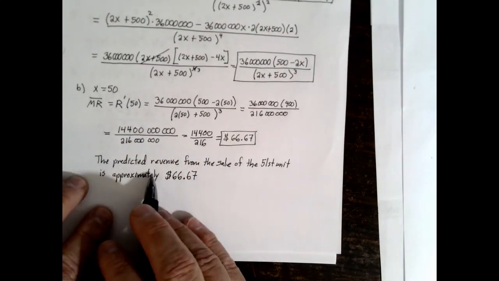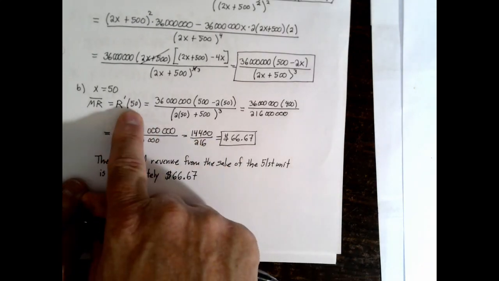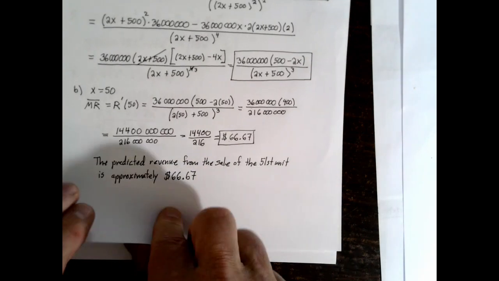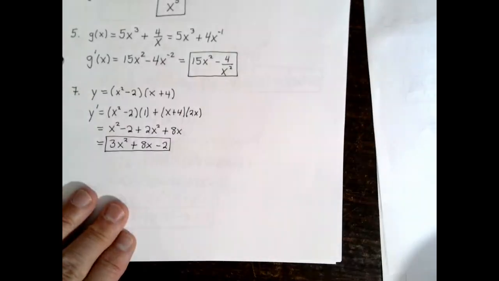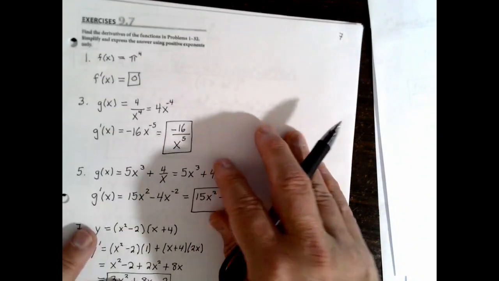So now you plug in a 50, simplify it, and you get down to $66.66. That is the predicted revenue from the sale of the 51st unit, because we plugged in 50. This is the revenue from the 51st unit, which is approximately $66.67.